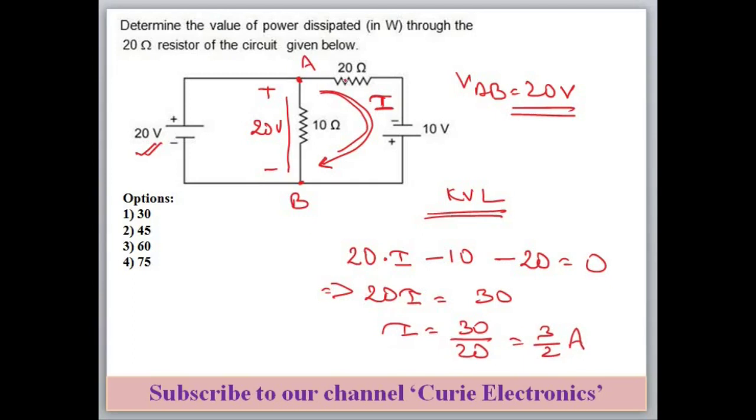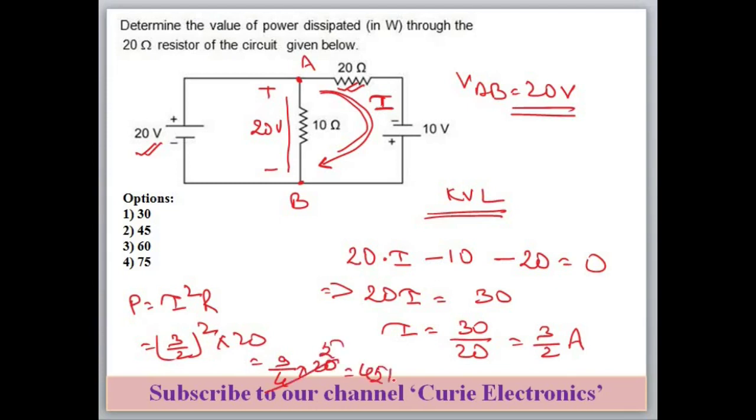You have to calculate the power dissipated in the 20 ohm. P will be equal to I square R, which is (3 by 2) square into 20. It means 9 by 4 into 20, which is 45 watt.